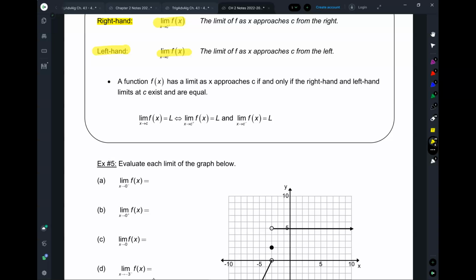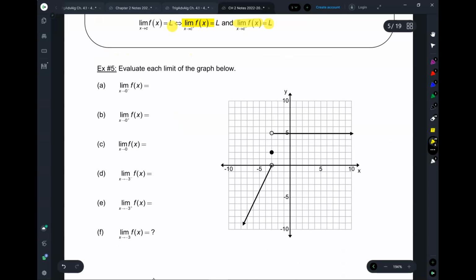Like we said yesterday, this is just a repetition: if the limit from the positive side and the limit from the negative side both equal the same number, then we say the limit exists.